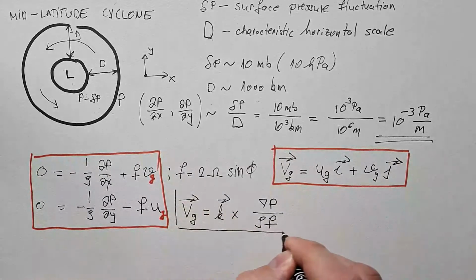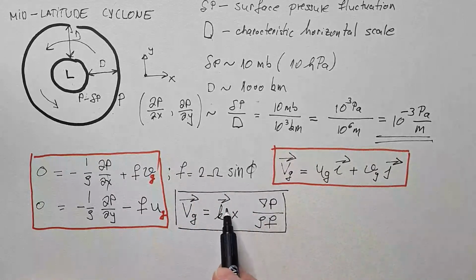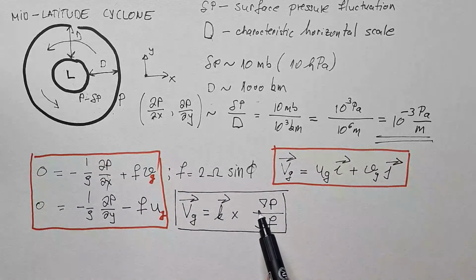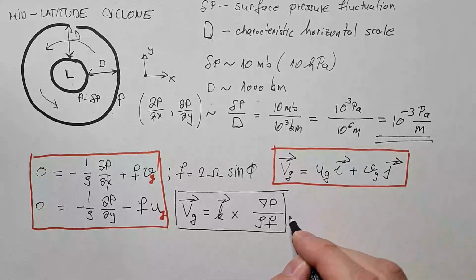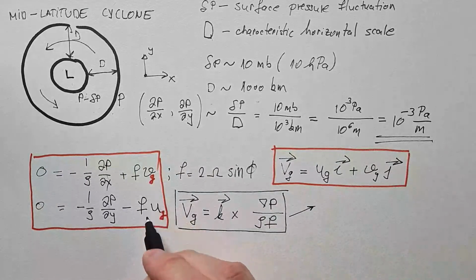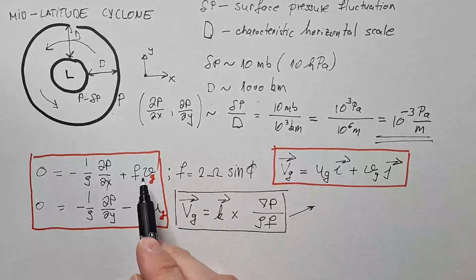And this is the same as this, just in vector form. You can convince yourself by carrying out this cross product. I'm not going to do it here. It's very, very trivial. At any rate, if you want explicitly components of Ug and Vg, then you just express them from these equations.